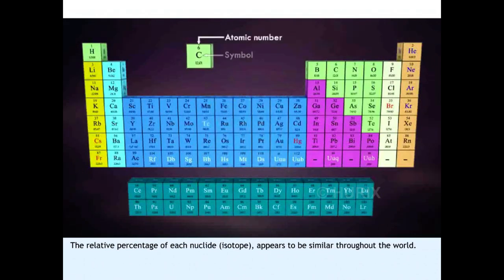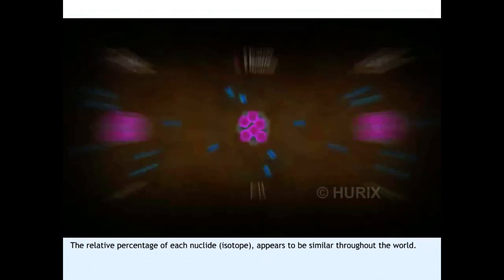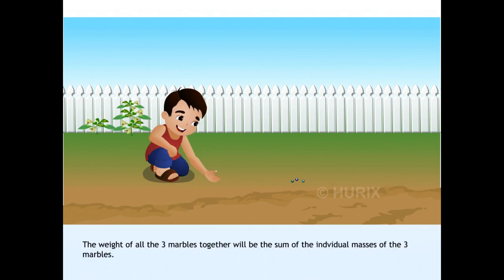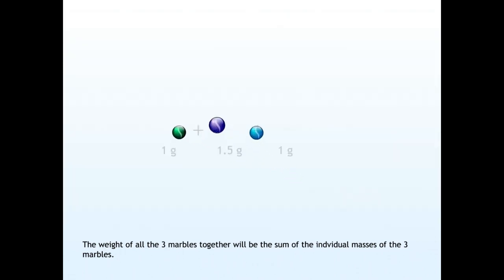The relative percentage of each nuclide isotope appears to be similar throughout the world. Molecular mass. Molecular mass is a very simple concept to understand. Look at Mohan here. He is playing with 3 marbles. The weight of all the 3 marbles together will be the sum of the individual masses of the 3 marbles. That is, 1 gram + 1.5 grams + 1 gram = 3.5 grams.